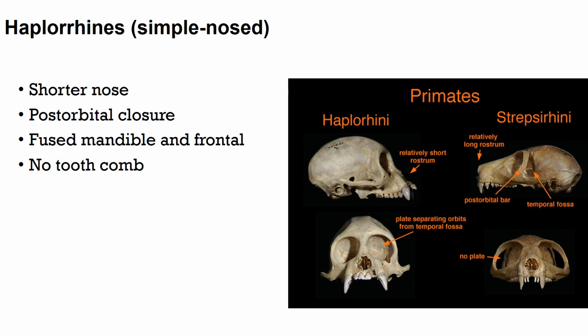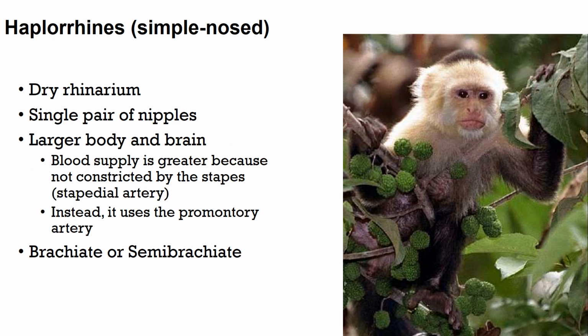Another thing is that we don't have this tooth comb. The tooth comb seems to be something that was really developed within strepsirrhines, is not evident at all in haplorhines, and may not have been around prior. That might have been something that was introduced after they divided. Haplorhines also have a single pair of nipples, whereas strepsirrhines can have multiple. That means the litter size can be larger for strepsirrhines than haplorhines. Think one pair of nipples, and for each pair, the average litter size is half. So if you have a pair, you have 2 nipples, the average litter size is 1. If you have 4 nipples, the average litter size is 2.